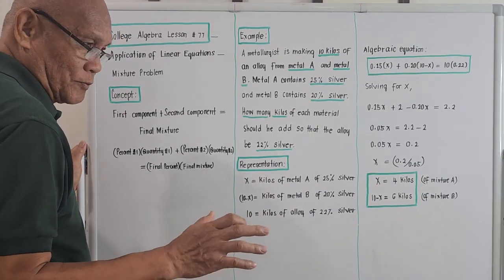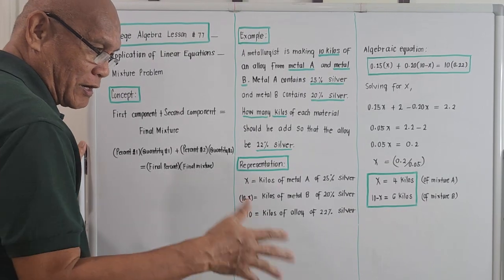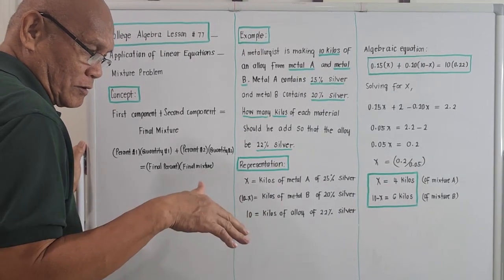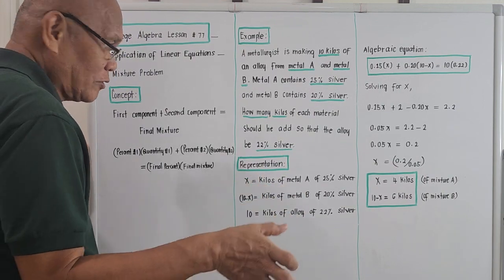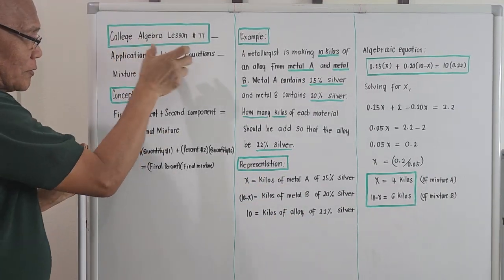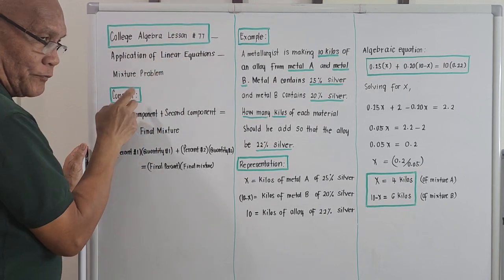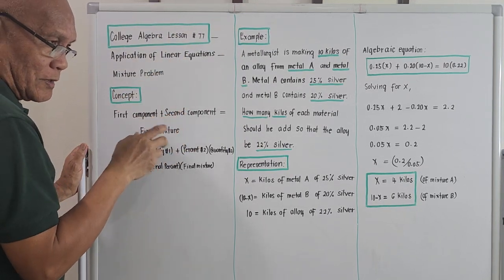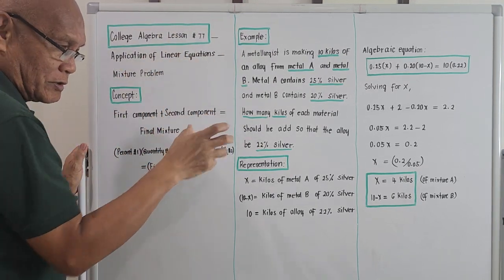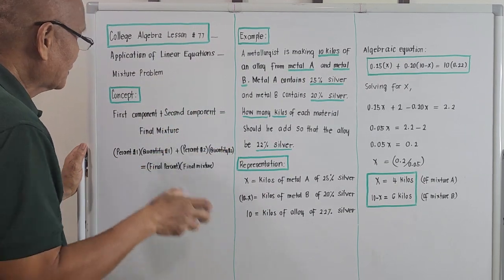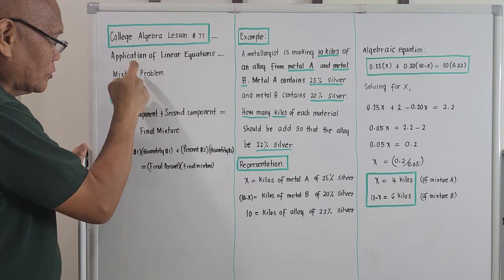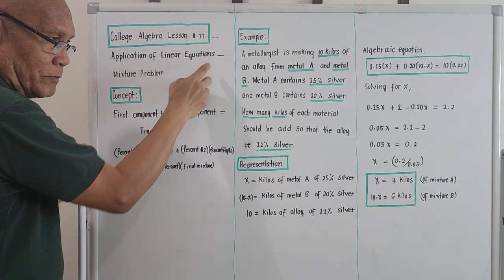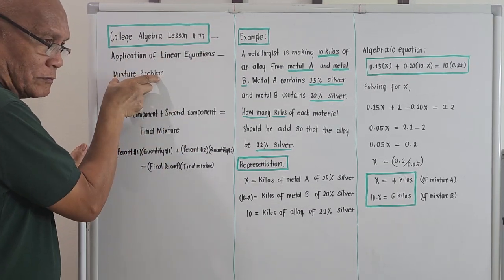Okay, so for those of you who are in high school or planning to go up to college, you have a background on trigonometry. College algebra, lesson number 77, and the title of the topic is application of linear equations. Subtopic, mixture problem. It is a solution of linear equations that involves mixture problems.